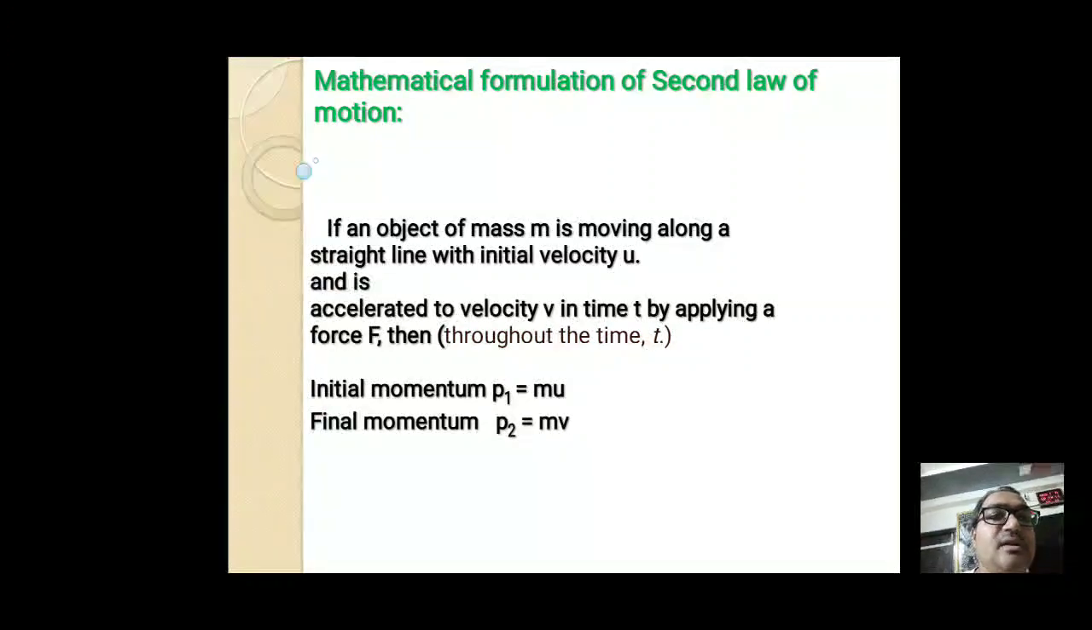It means that suppose one object is moving with mass m and velocity u, and when force is applied on that particular object, its mass will remain the same and its velocity changes. So initially it is moving with u and finally it is moving with v.